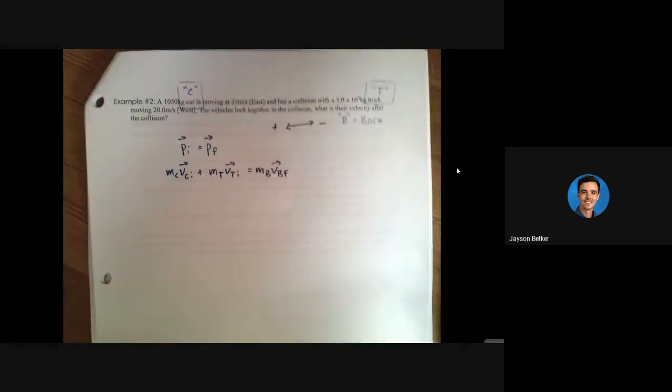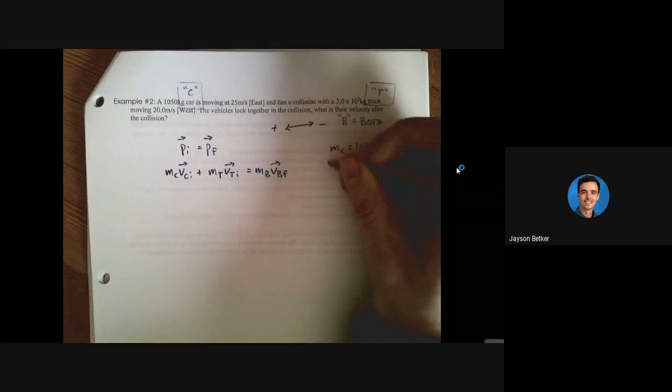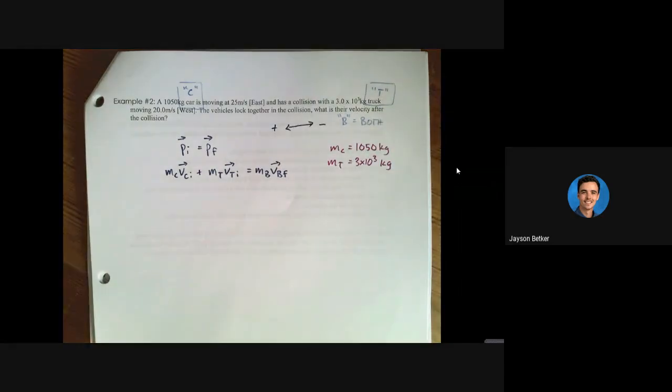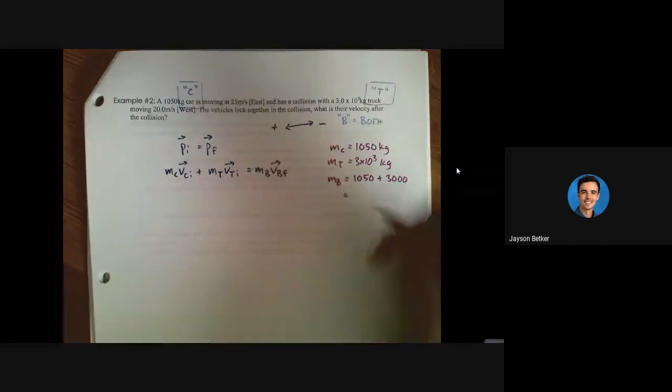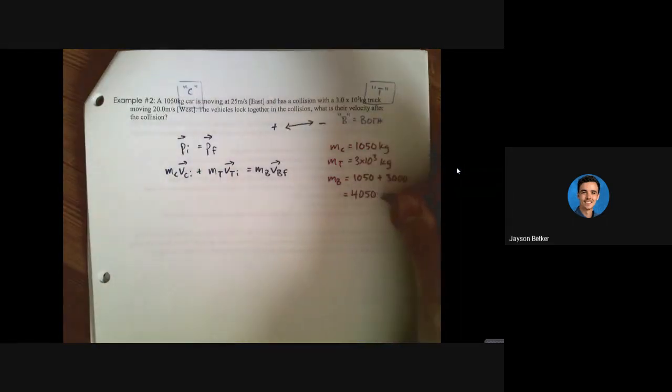Now let's write all this stuff down. We know that the mass of the car is equal to 1,050 kilograms. The mass of the truck is equal to 3 times 10 to the 3 kilograms. And we can also find the mass of both of them by adding them up. 1,050 plus 3 times 10 to the 3, which is just 3,000, gives us a total mass of both of them of 4,050 kilograms.